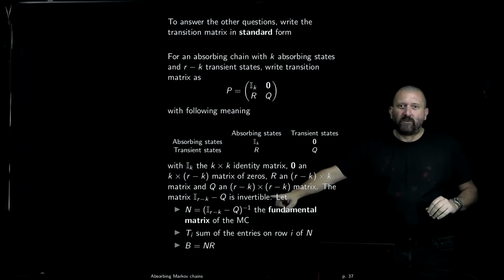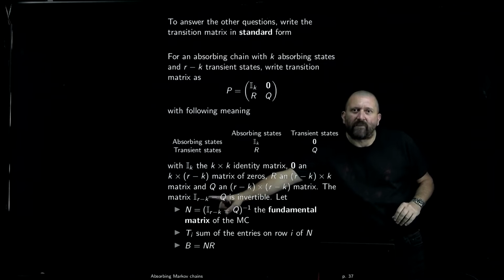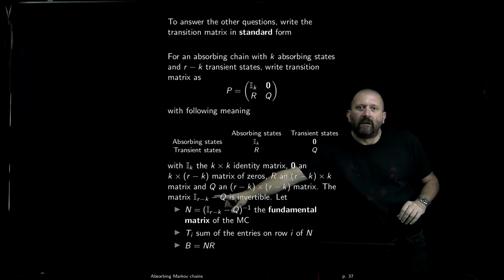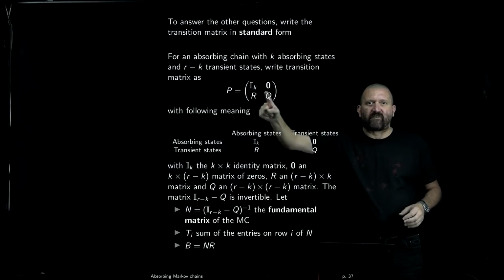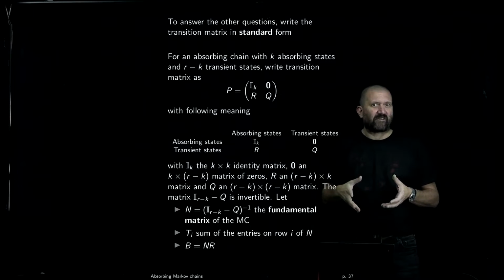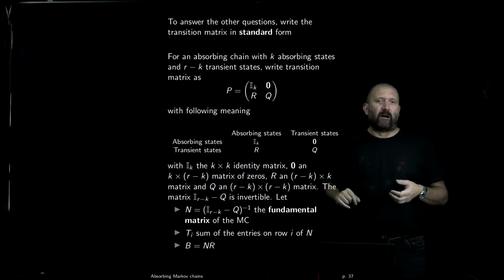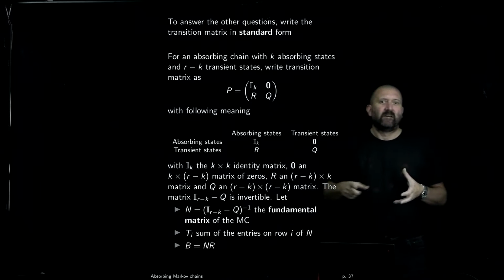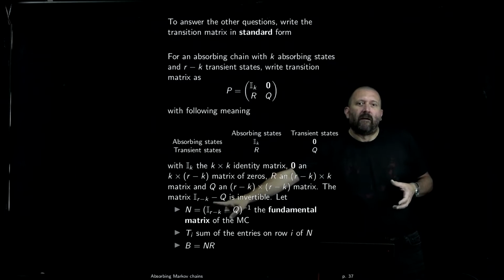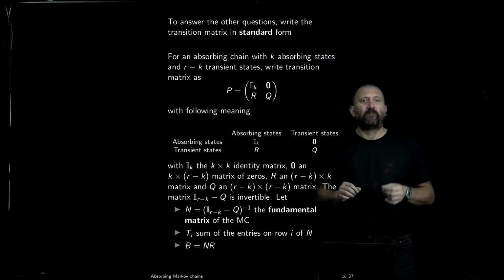First we make a remark: the identity matrix of the same size as matrix Q, minus Q, is always an invertible matrix, due to the way we construct this matrix in standard form. So that matrix is invertible. The inverse of I minus Q is what we call the fundamental matrix of the Markov chain.